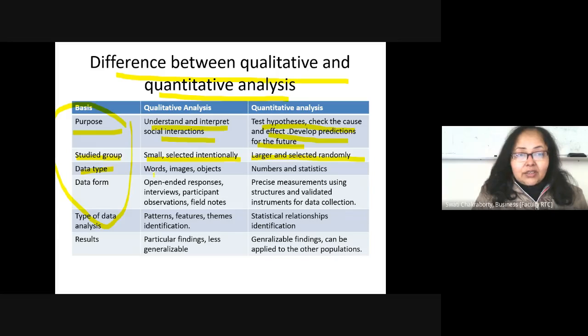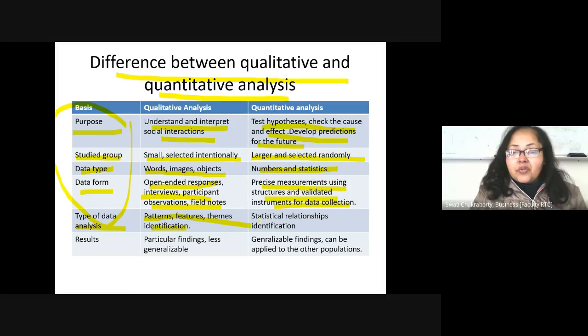The data types that we use in qualitative analysis are words, images, objects, whereas quantitative analysis talks about numbers and statistics. The data form in qualitative analysis is open-ended responses, interviews, participant observations, field notes. Whereas for quantitative, it is precise measurements using structured and validated instruments for data collection. With regard to type of data analysis, for qualitative analysis we talk about patterns, features, themes, and identification, whereas on the other hand we talk of statistical relationships and identification in quantitative analysis.